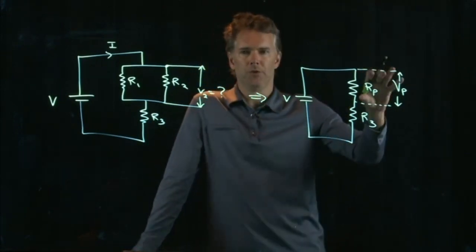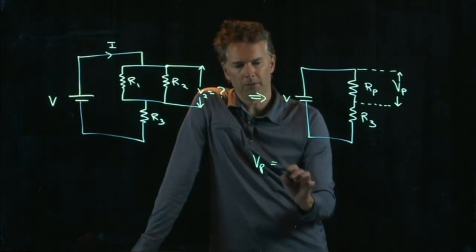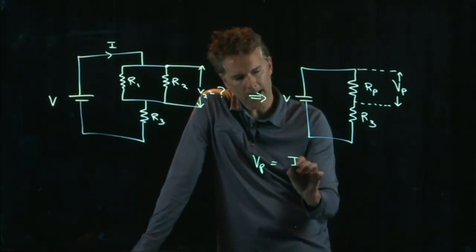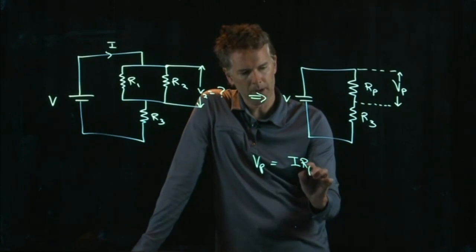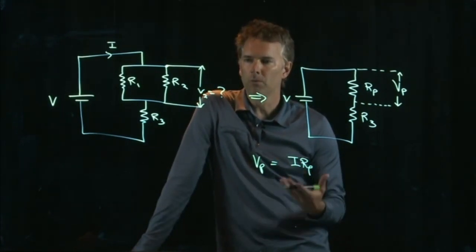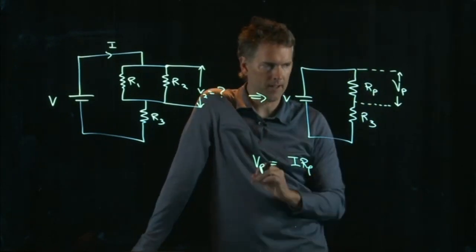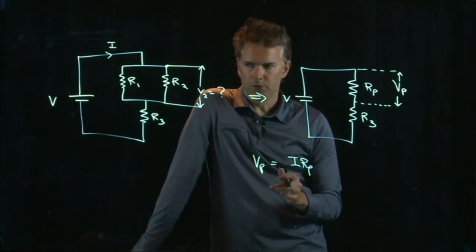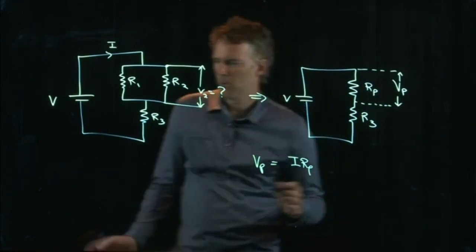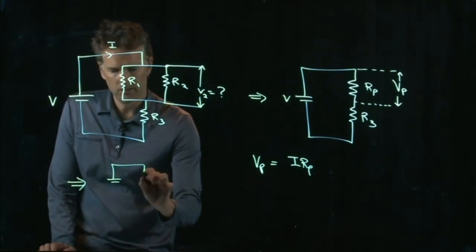Okay, but I know the voltage drop across a resistor. The voltage drop across a resistor is just I times RP. That's what Kirchoff's rules or Ohm's law tells us. The voltage drop across a resistor is just that. So, do I know the current? Not quite yet, but we can get it very easily.